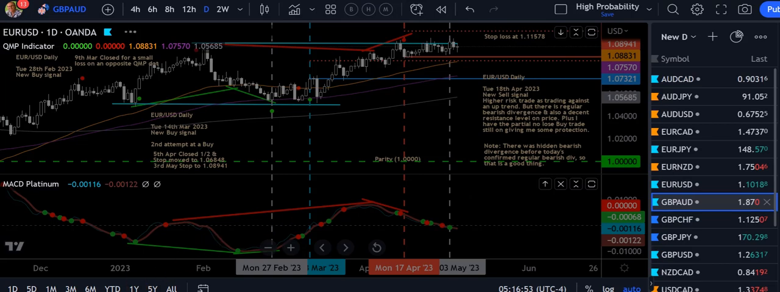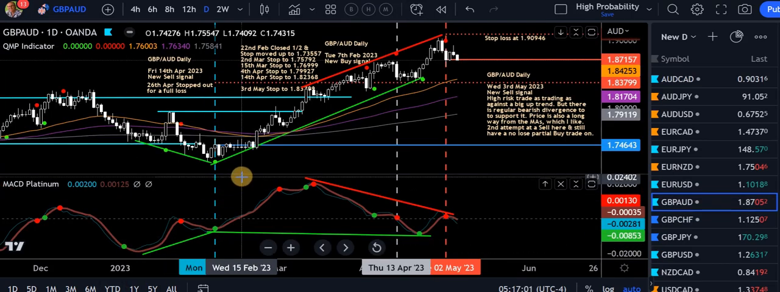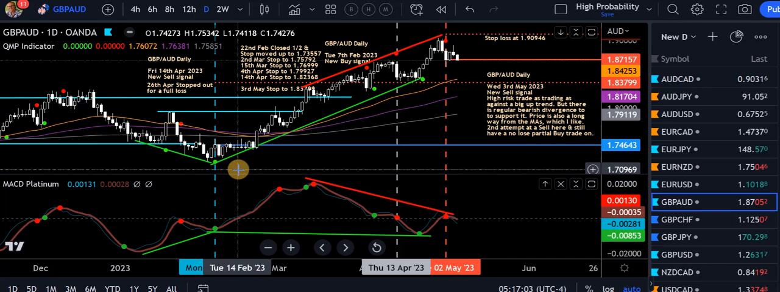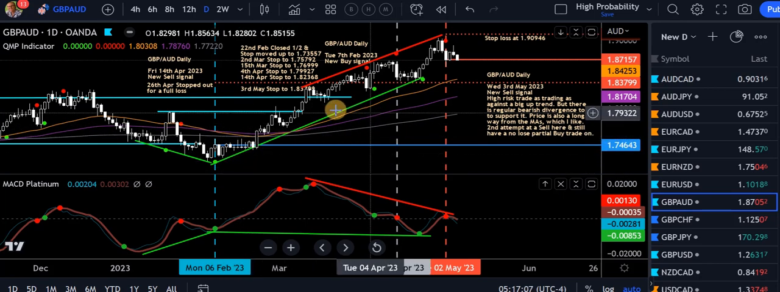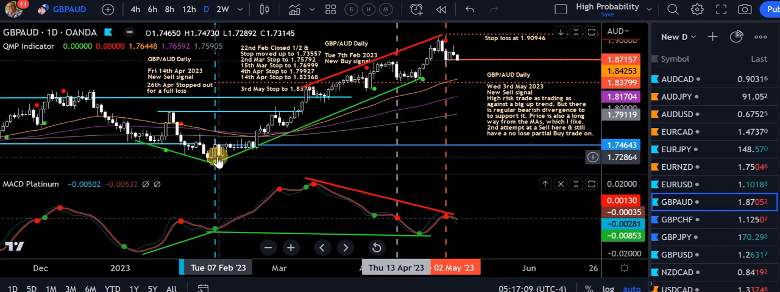Pound Aussie. If the video looks a bit stop-start, it's because I have to pause between every time I change pairs because it's just taking so long to load. So Pound Aussie, we're in a couple of trades here. Let's start off over here. We're in a buy from back here. That's the 7th of Feb.